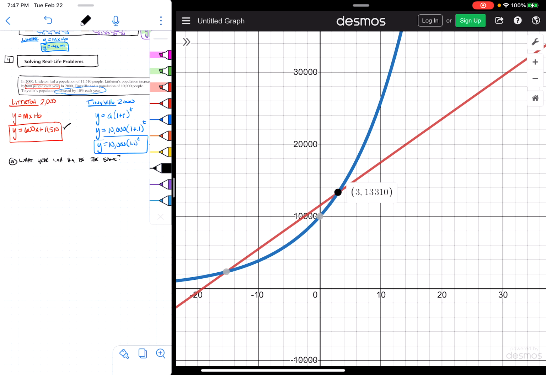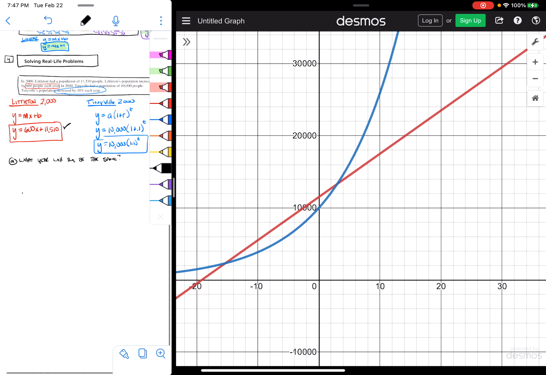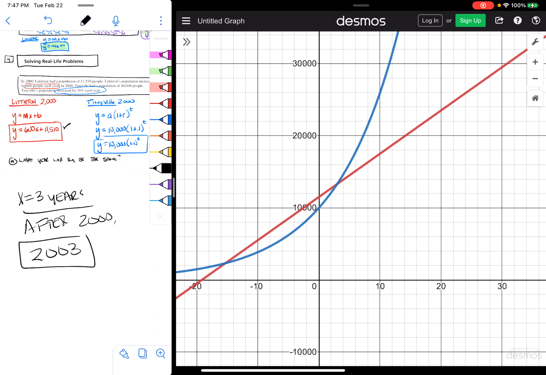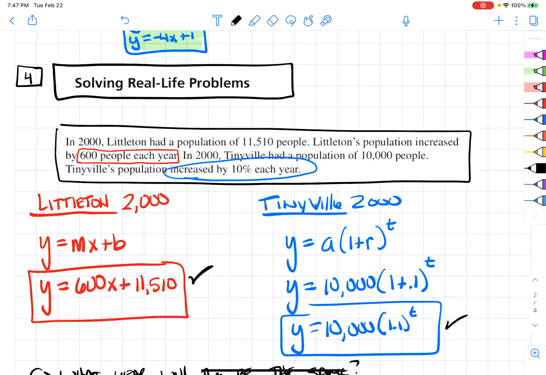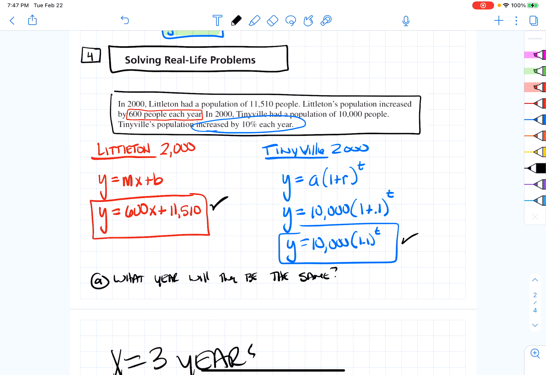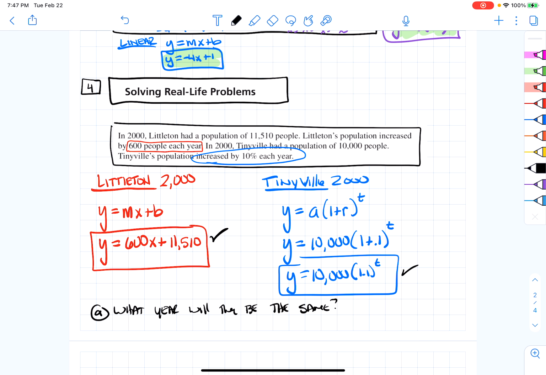So when x is 3, the population is going to be 13,310. So when x is equal to 3 years, and remember, we're doing 3 years after the year 2000. So therefore, we're thinking 2003 is when they will match up, and the population will be 13,310. So that's what we're looking for, and that's how we're comparing linear and exponential functions together and using them to help us sort of solve some problems that we're looking for in real life. All right, that's everything you need for 6.3.